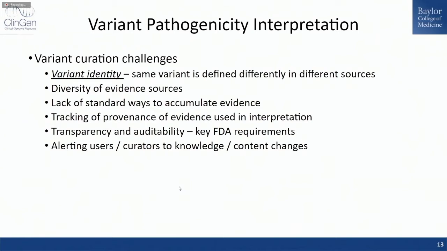So the reason this is important: when we talk about variant pathogenicity interpretation, there are some challenges that come with variant curation, namely variant identity. The same variant can be defined differently in different sources. So the naming is just in that manner.